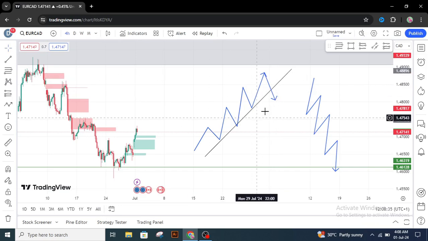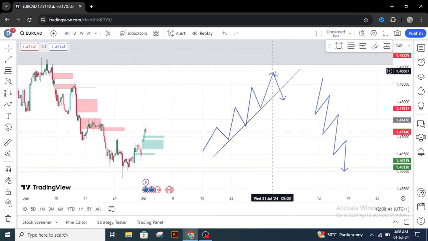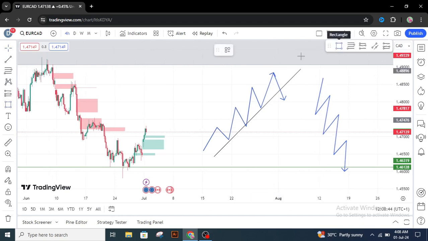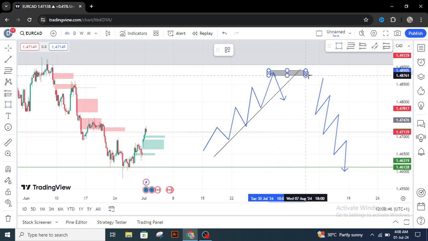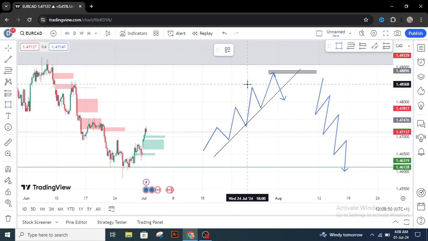There are two places the price will likely retrace to. The first point is to this point. The second point is to this point.